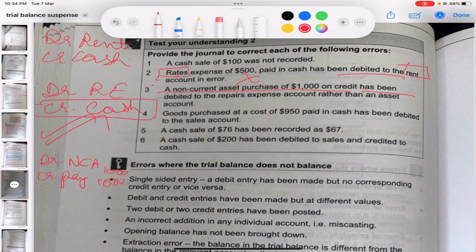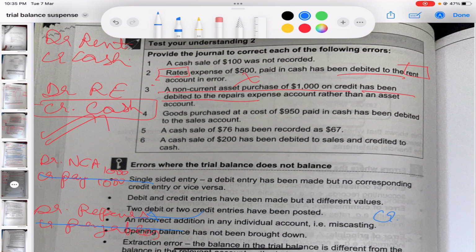But they have debited to repairs expense. So instead of debiting to NCA, they have debited to the repairs account. And nothing about payables has been mentioned, so that has been correct. So what will be my new entry? Payables has been correct only, so we'll do nothing about it. And repairs is incorrect, so we are going to nullify it.